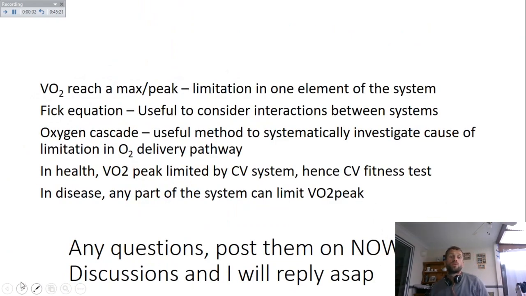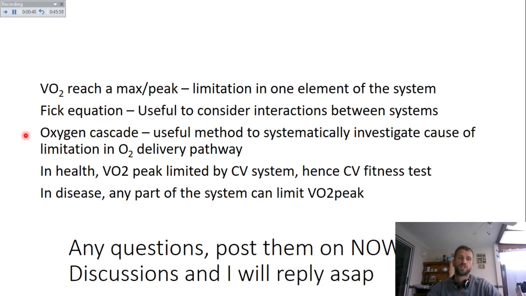So just to conclude, VO2 max is caused by a limitation in one or more of the systems involved in delivering and utilizing oxygen. Now I introduced the Fick equation, which can be a useful way of understanding it for certain people. I try and promote the oxygen cascade because I think it's really logical to go from oxygen's in the air, it needs to move into the lungs, it needs to move into the blood, it needs to move into the muscle, and then it needs to be utilized by the mitochondria. What are the processes that impact each one of them, so we can do it in this nice systematic fashion.